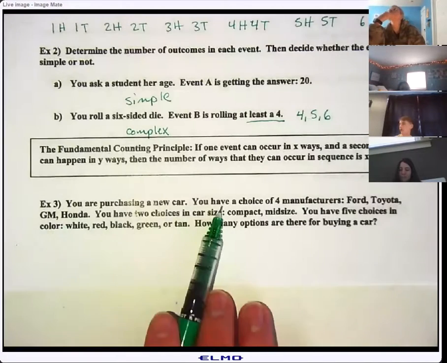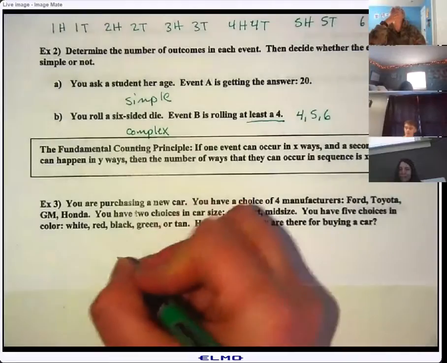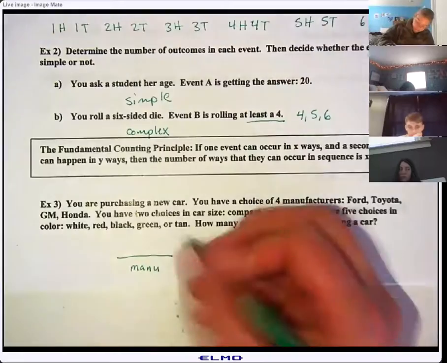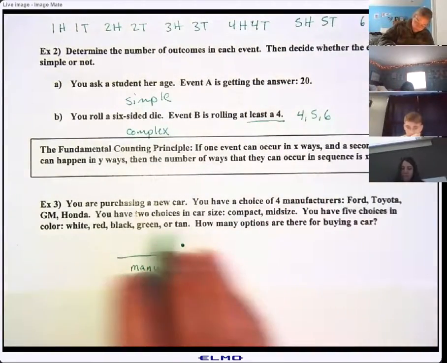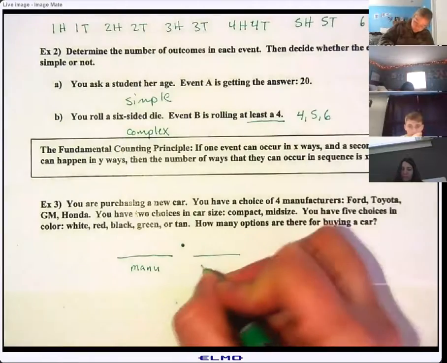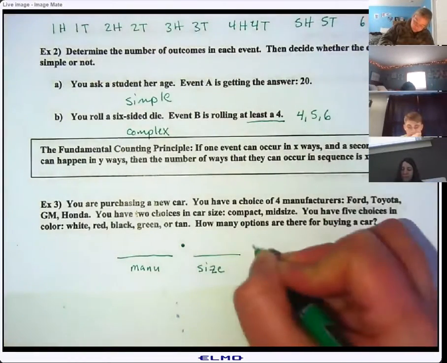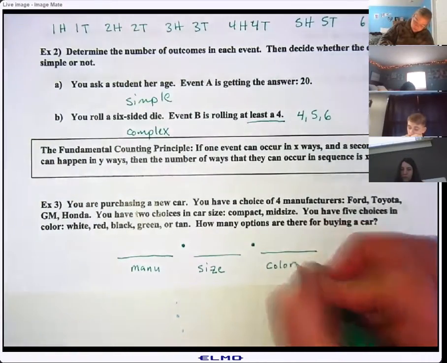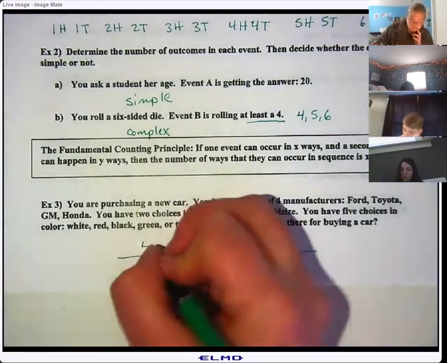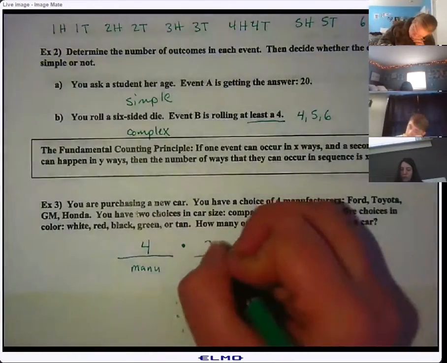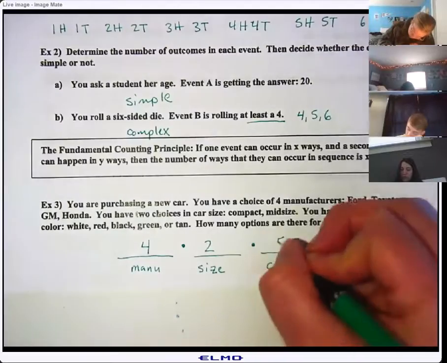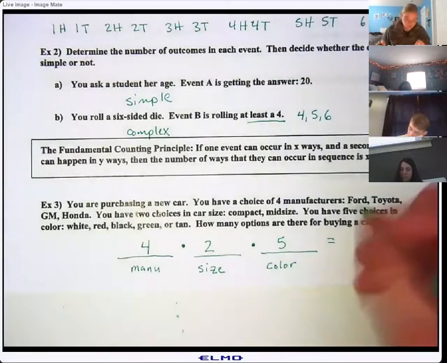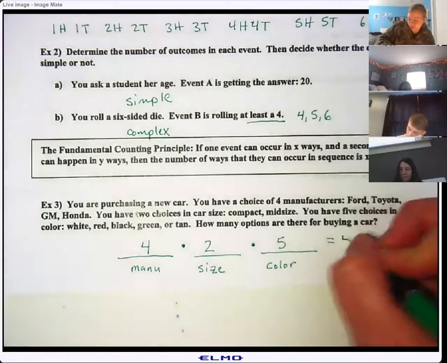So you're purchasing a new car. You have a choice of 4 manufacturers. So I'm going to write here, this is the manufacturer. And we're going to multiply because it's this and that. You have 2 choices in car size. So this is size. And then we have 5 choices in color. So since there are 4 choices of manufacturer, 2 choices in car size, 5 choices in color, that makes 4 times 2 times 5, which is 40 options.